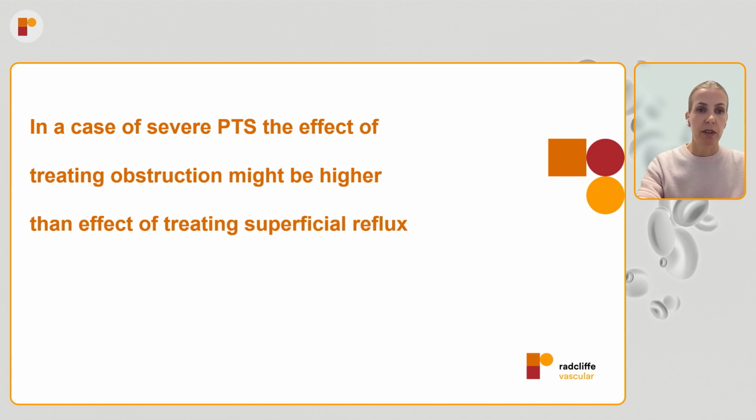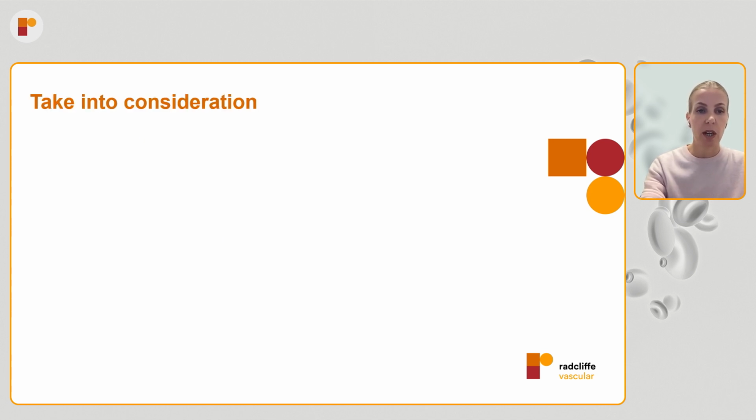In case of severe PTS, what are you going to do first? Are you going to treat superficial first or deep first? Keep in mind that the obstruction might have a higher effect than the superficial reflux. So sometimes I treat the obstruction first, specifically in her case, she has an ulcer, she has really severe PTS.